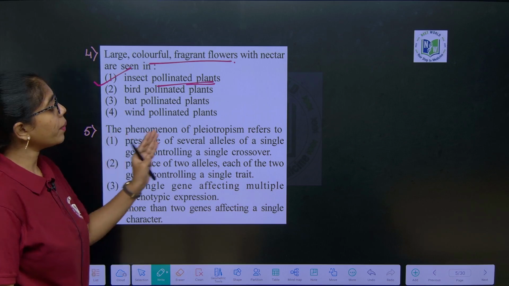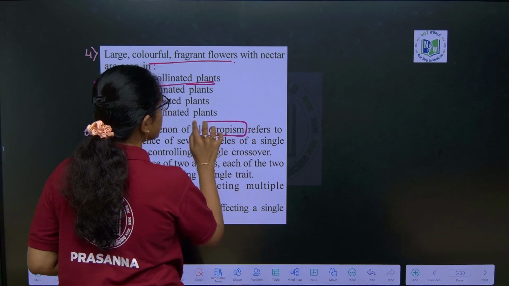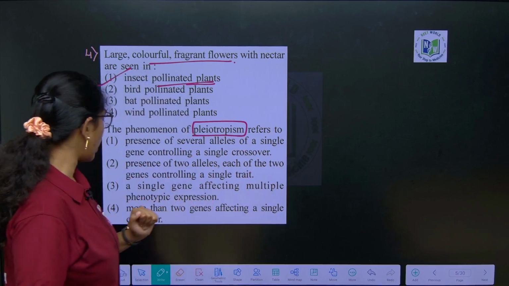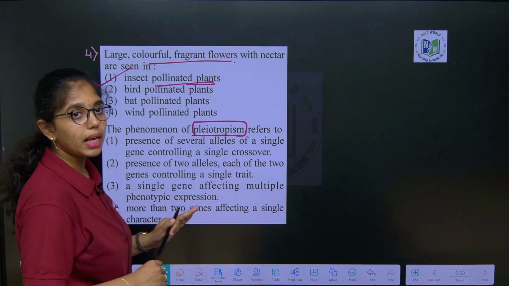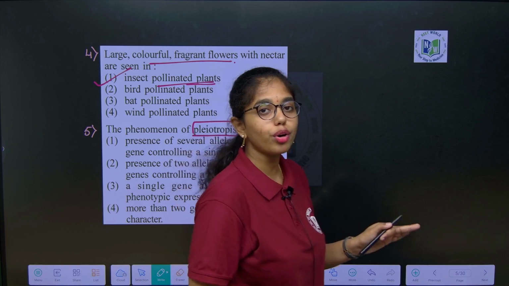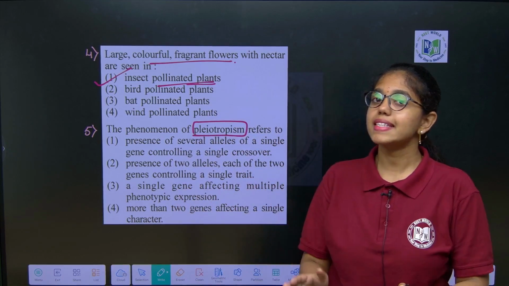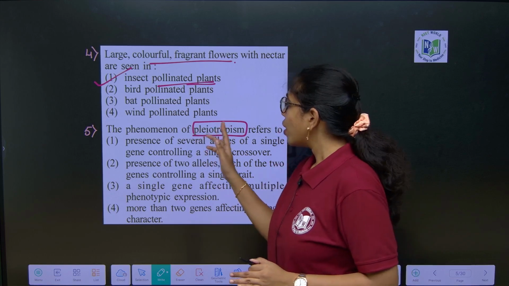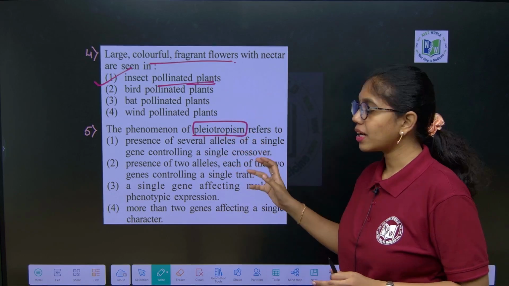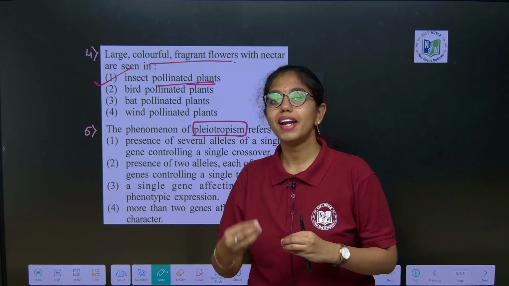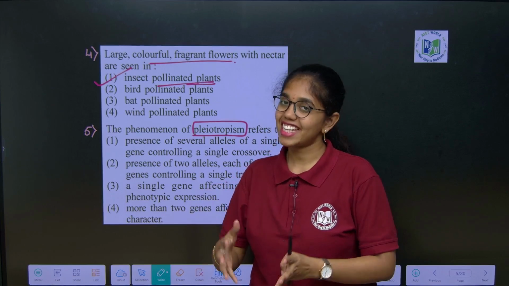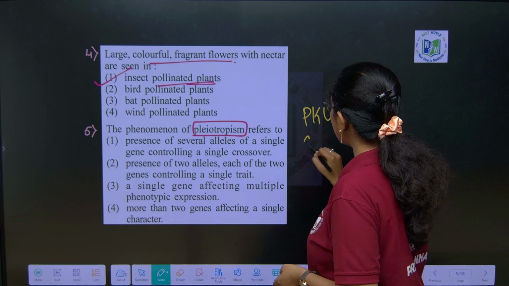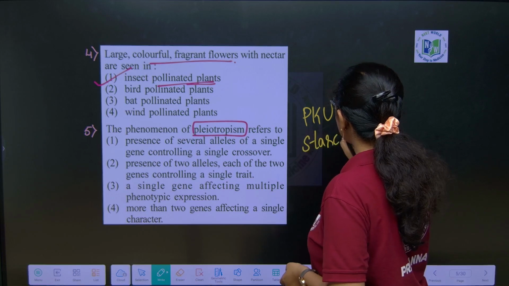Then the phenomenon of pleiotropism refers to, what? Pleiotropism, multiple allelism, incomplete dominance, codominance, these are the exceptions for Mendelian monohybrid cross. We all know that, right? So the best example for pleiotropy is what, Nana? One gene is showing multiple phenotypic expressions, and examples include phenylketonuria, starch synthesis.